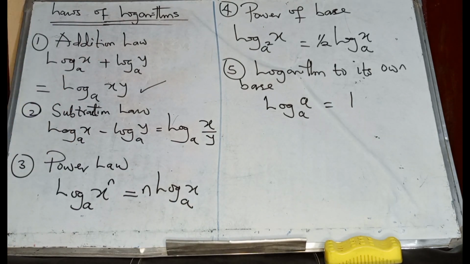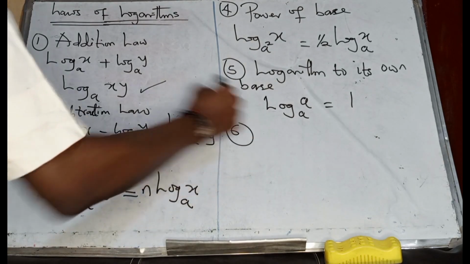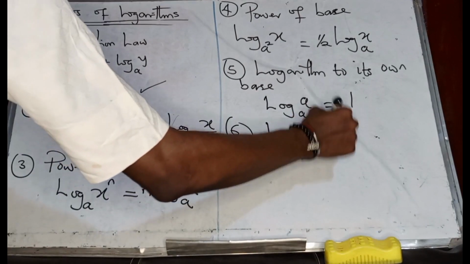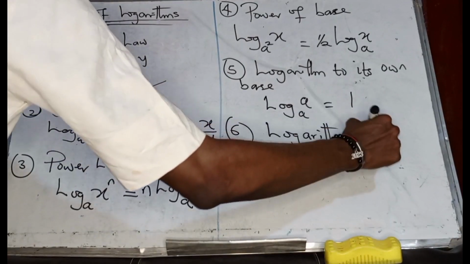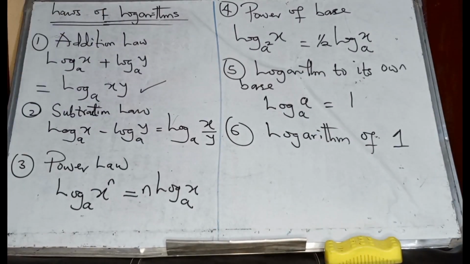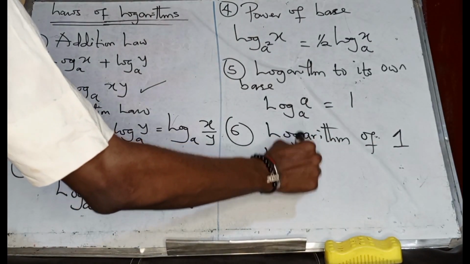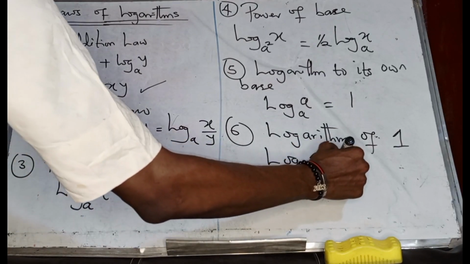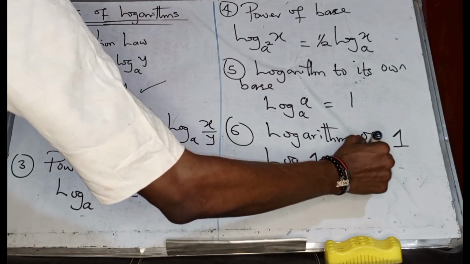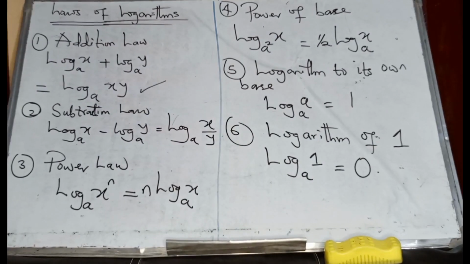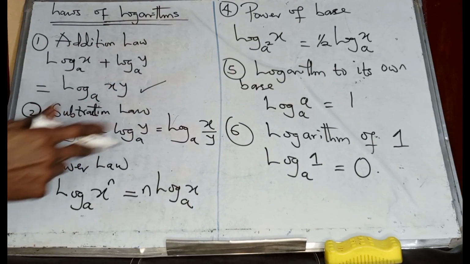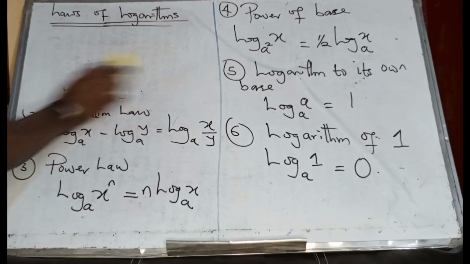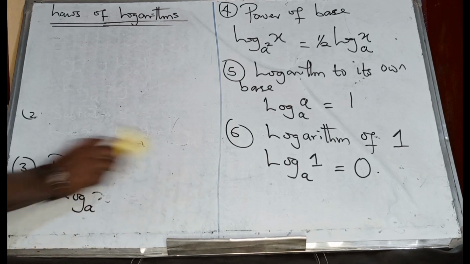All right. Now, the law of logarithm number 6 is logarithm of 1. This law says that if I have log 1 to the base of a, it will give me 0. If I have log 1 to the base of a, it will give me 0. Now, having copied this down, let me clean up this first part so we continue with the logs.